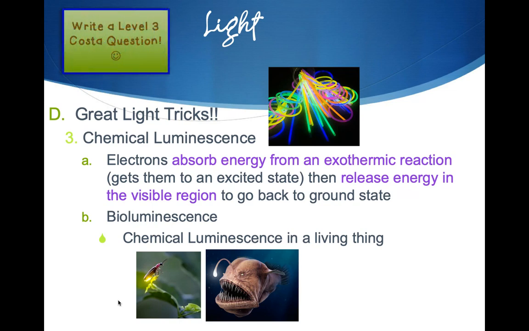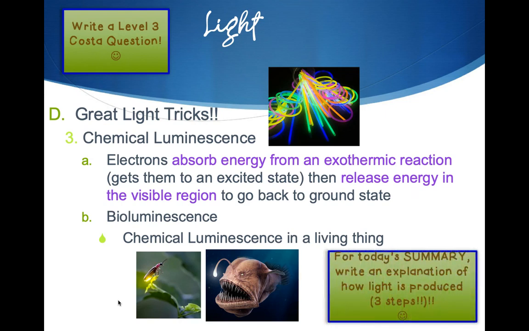All right, go ahead and do a level 3 question. So some type of judgment or imagine if, those kinds of things, those level 3 questions. And then after that, your summary today should be an explanation of how light is produced. And generally see if you could do it in those 3 steps.